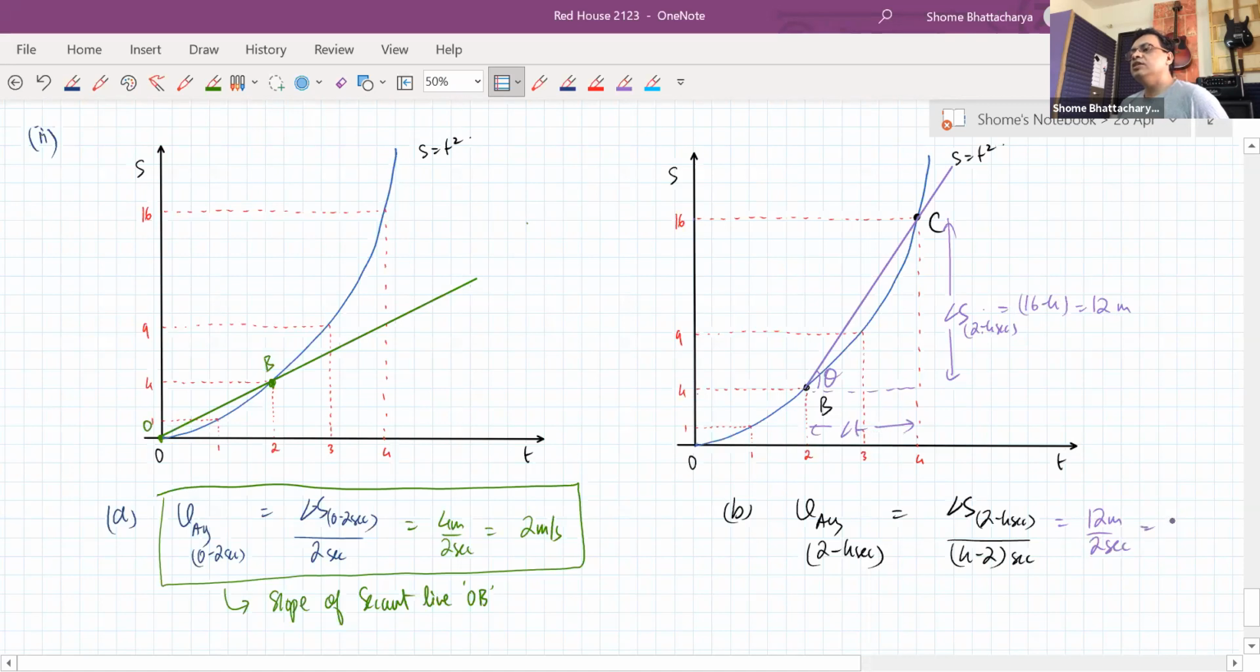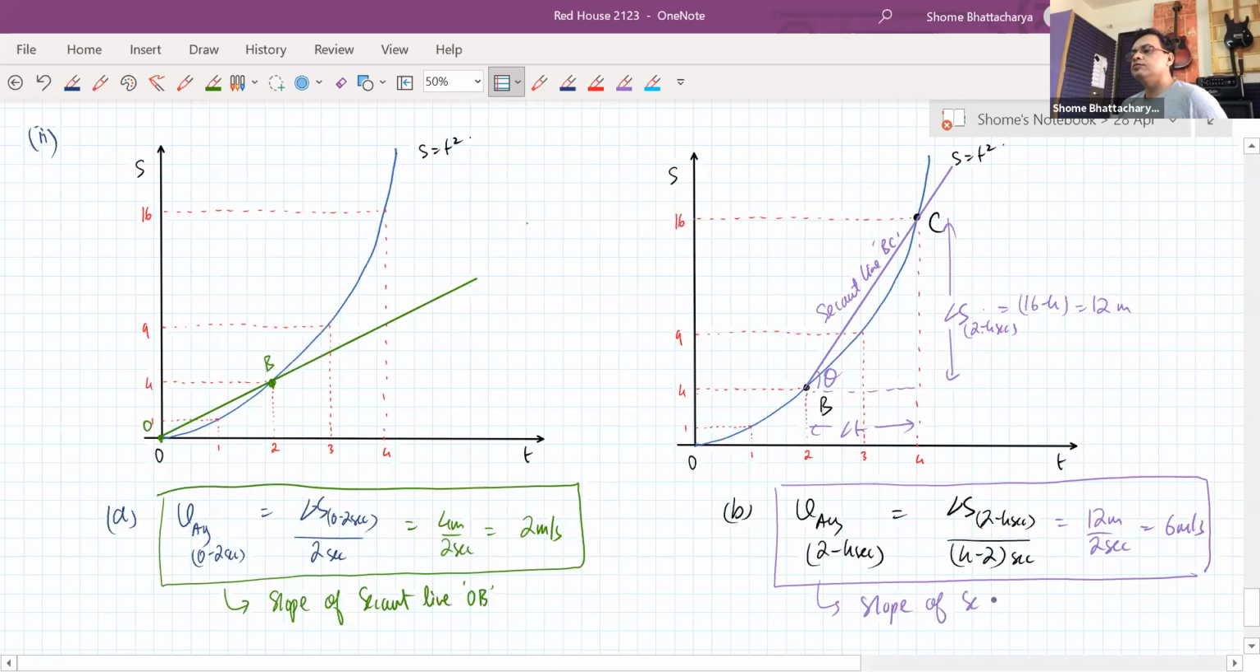So it has increased to 6 meters per second. You can see the average speed: the two intervals are both 2 second intervals, but the first is from 0 to 2, the second is from 2 to 4. So the nature of this is such that, okay, this is the secant line BC. So this is the slope of secant line BC.